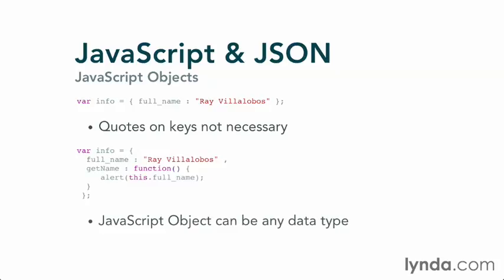A JavaScript object can also be any data type, including a function, which you can't do with JSON. Here we assign the function literal to a key called getName. That would just execute an alert on a page. It wouldn't do much of anything. You can put a full function as a JavaScript object value.